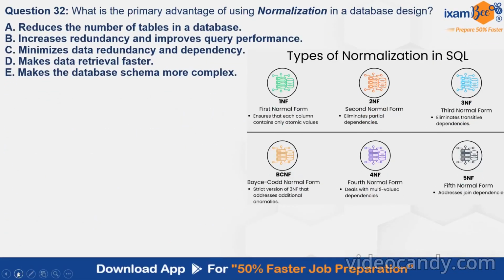Question number 32. What is the primary advantage of using normalization in a database design? Option A. Reduces the number of tables in a database. B. Increases redundancy and improves query performance. C. Minimizes data redundancy and dependency. D. Makes data retrieval faster. E. Makes the database schema more complex.